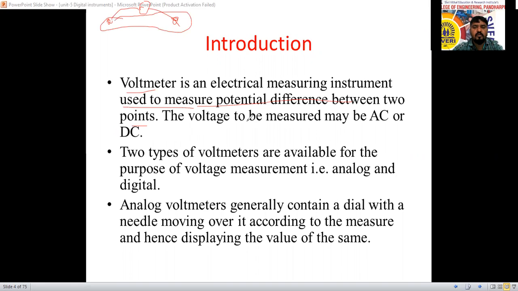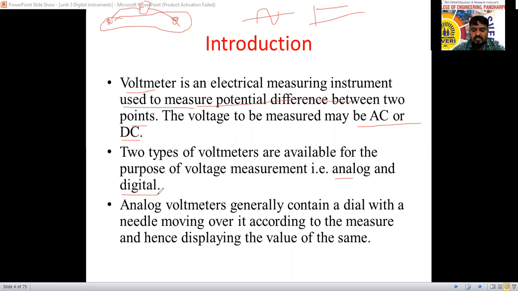The voltage to be measured may be AC or DC. We can measure alternating current voltage, AC voltage, or DC voltage, direct current voltage. Two types of voltmeters are available for voltage measurement. These instruments are available in the market in two types: the first is analog instruments, and the second is digital instruments.